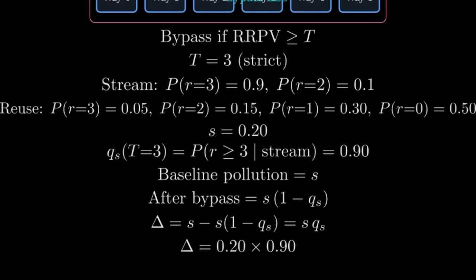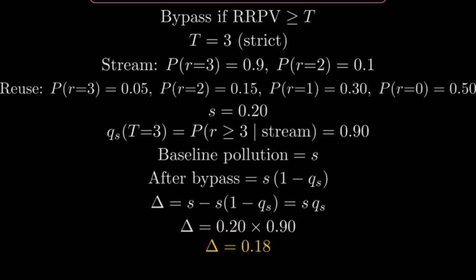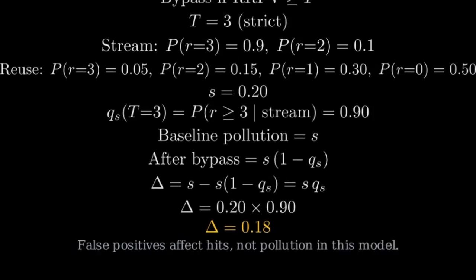Plug in the values. S equals 0.2 and QS equals 0.9. We get a reduction of 0.18. That is a 0.18 drop in pollution per access, which is a 90% reduction of the stream pollution itself, and an 18 percentage point reduction overall. Note, false positives reduce hits, but do not increase pollution, so they do not add to the pollution term. We focus purely on pollution reduction here.